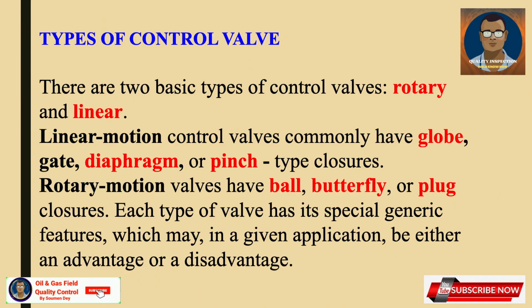Types of control valve. There are two basic types of control valve, rotary and linear. Linear motion control valves commonly have globe, gate, diaphragm, or pinch type closures. Rotary motion valves have ball, butterfly, or plug closures. Each type of valve has its special generic features, which may, in a given application, be either an advantage or a disadvantage.